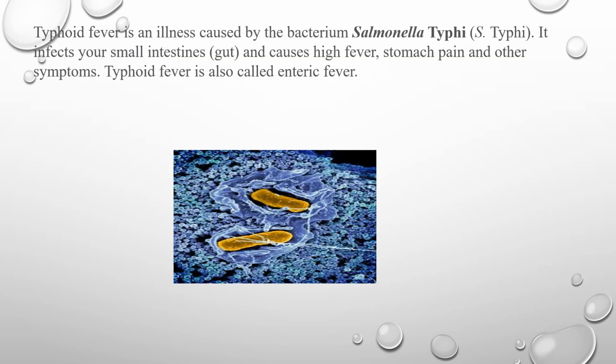So coming to the first part, typhoid fever. We can define it as a bacterial infection which is caused by the major microorganism Salmonella typhi. It primarily affects the intestinal tract and bloodstream, leading to high fever, stomach pain, and other symptoms. Typhoid fever is also called enteric fever. It leads to high fever, weakness, and digestive disturbances. If untreated, it can also be life threatening.